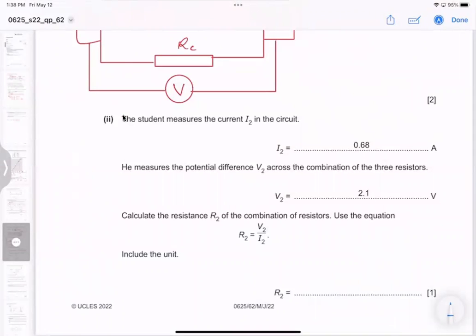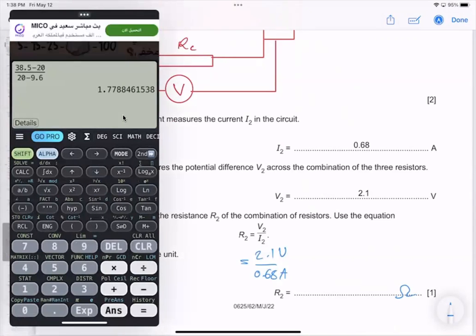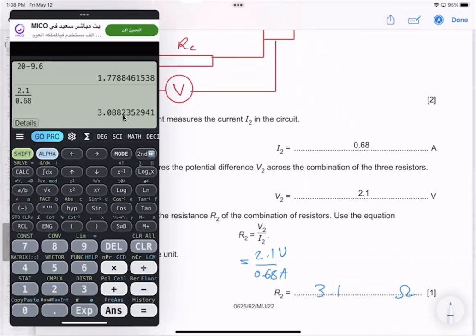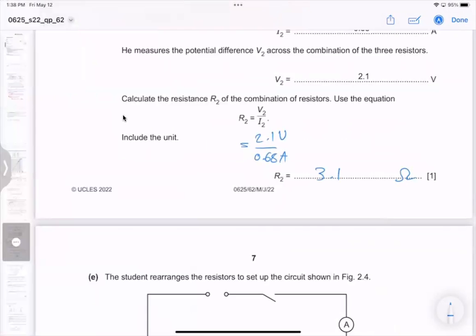Include the unit. V2 is 2.1 volts over I2, which is 0.68 amperes, and the resistance will be in ohms. You are going to substitute and find the result. 2.1 divided by 0.68. It will give us 3.08 or 3.09, so it's like 3.1. 3.1 ohms.